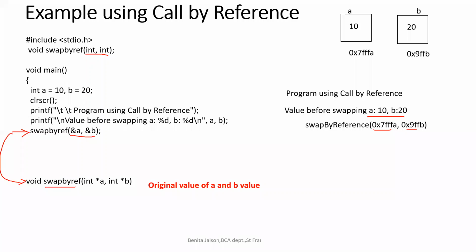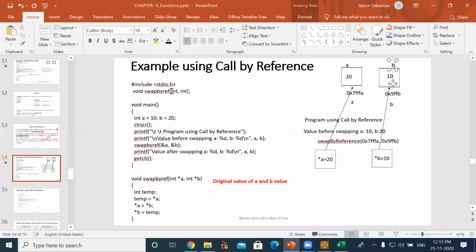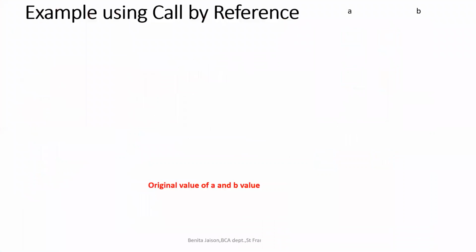definition. In the function definition, we are going to give two integer pointer variables, because here we are passing addresses. We have to accept the, one second, here I didn't give integer pointer. Sorry, this you have to give as integer pointer.